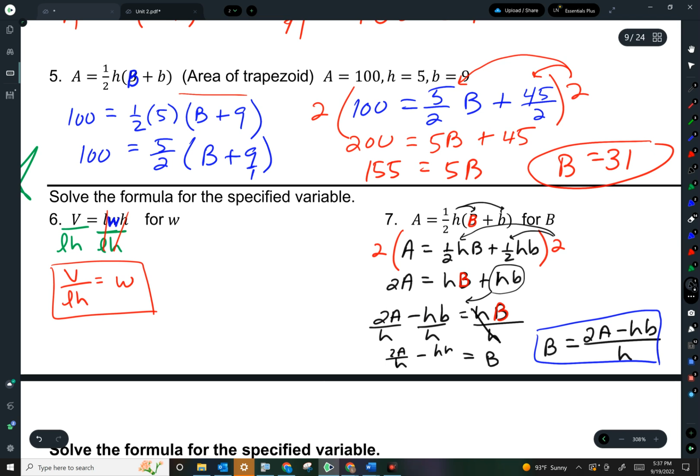minus Hb over H. And if you compare that to what we got right here, remember how I asked you before, what is it that's being divided by H? Well, isn't it both the 2a, so 2a is being divided by H, which is what you have in your first term, and what else is being divided by H? Hb. Well, isn't that what you have in your second term? So I would say these two answers are equivalent, and I don't care which way you write it, whichever makes more sense to you. Okay?